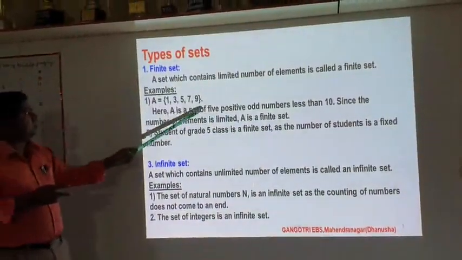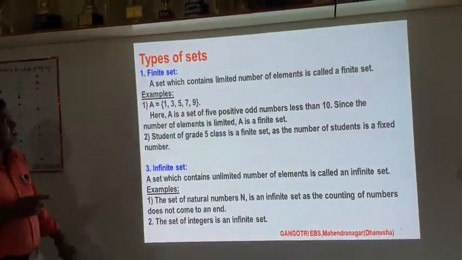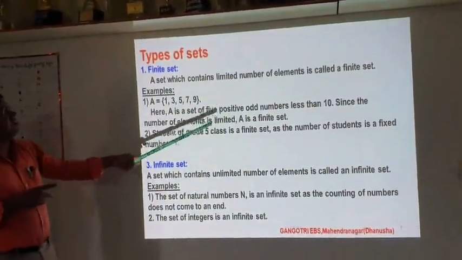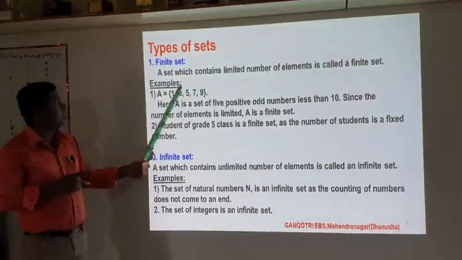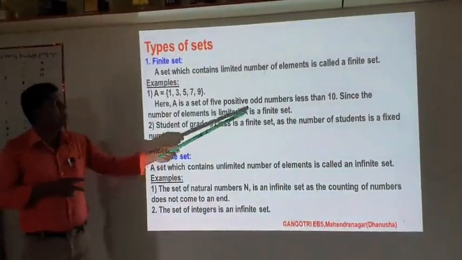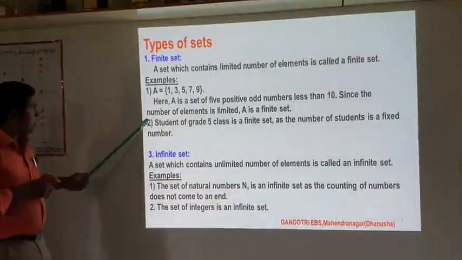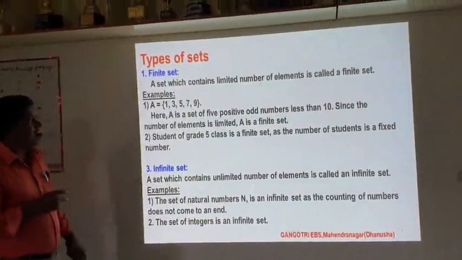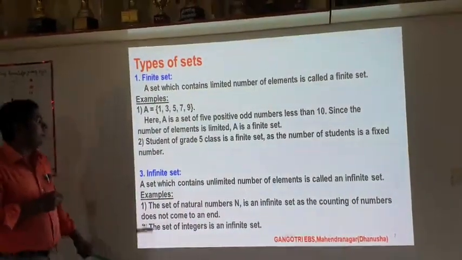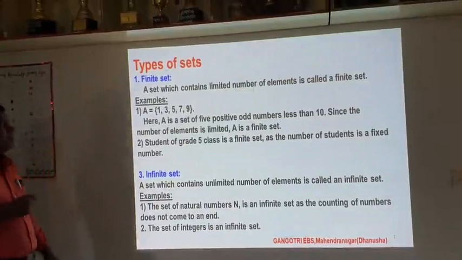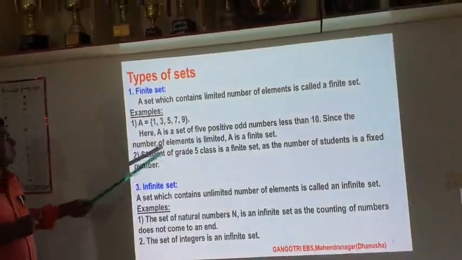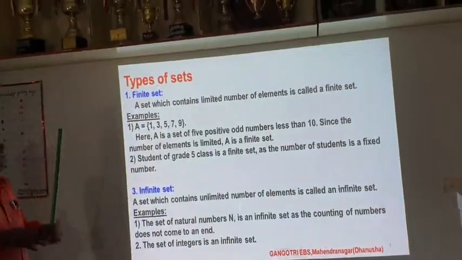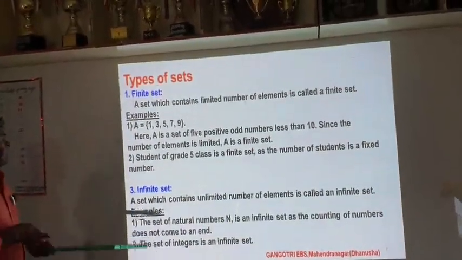Here A is the set of 5 positive odd numbers less than 10. Since the number of elements is limited, A is finite. Students of the grade 5 class is a finite set, as the number of students is fixed. In any class there is a fixed number of students, so it is also a finite set.